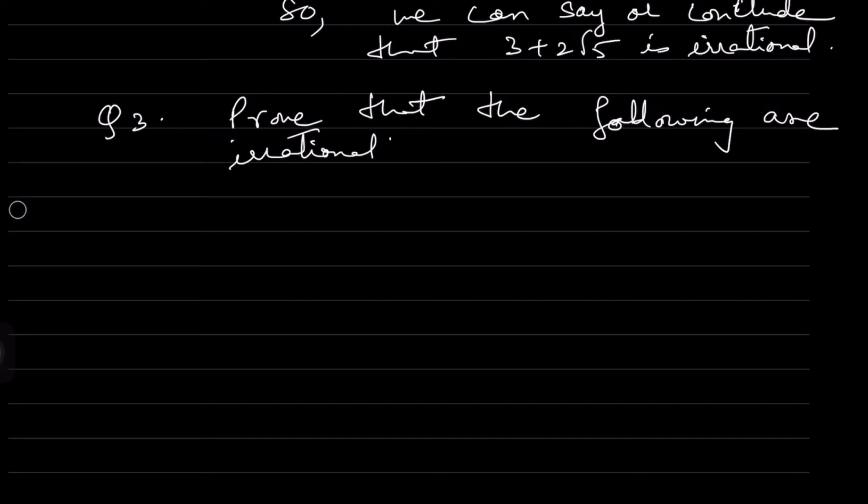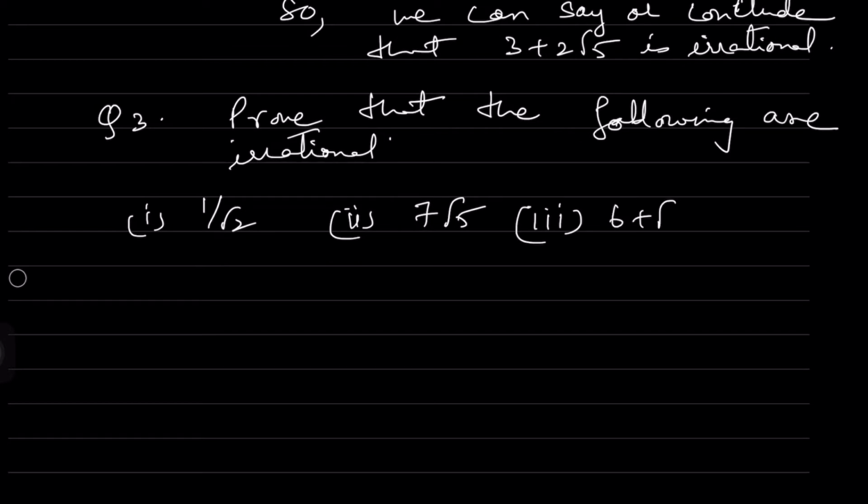So we have here 3. The first one is 1 by root 2, second 7 root 5 and 6 plus root 2. So one is added, one is multiplied and one is division. Now we have to show that these three are irrational numbers. An irrational number, whether multiplied, added or divided, will always be an irrational number.